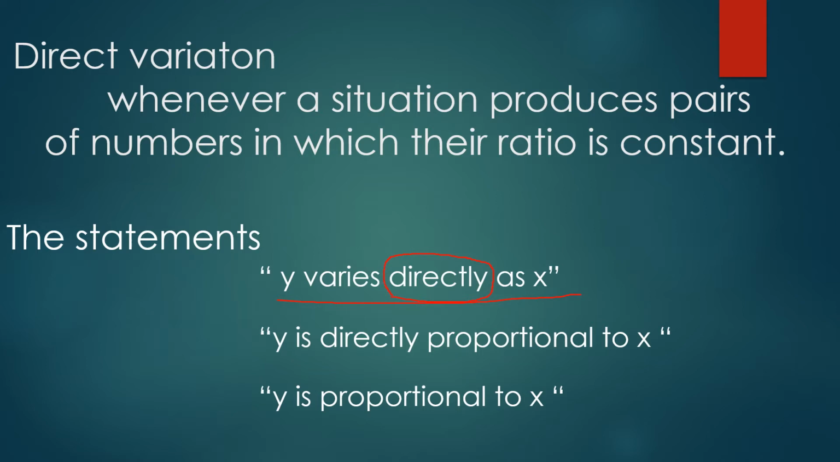Another one, we have y is directly proportional to x. Okay, so yung hint mo is directly proportional. Okay, so directly proportional, pasabot na direct variation. And we have another, y is proportional to x. So the word there is proportional. So yung directly proportional at proportional, ang ibig sabihin niyan, ratio. Okay, next.